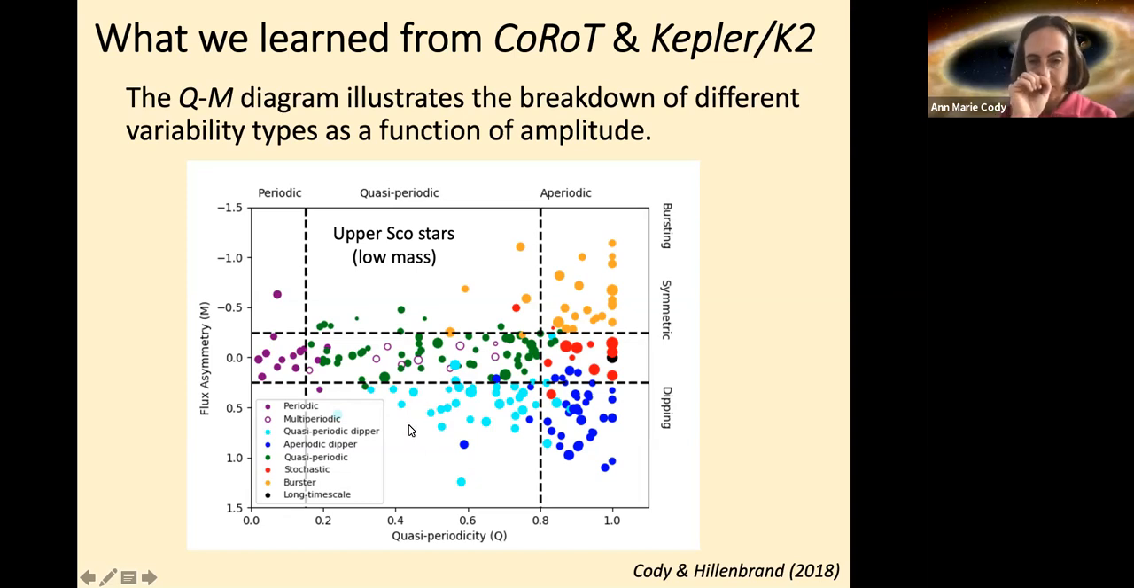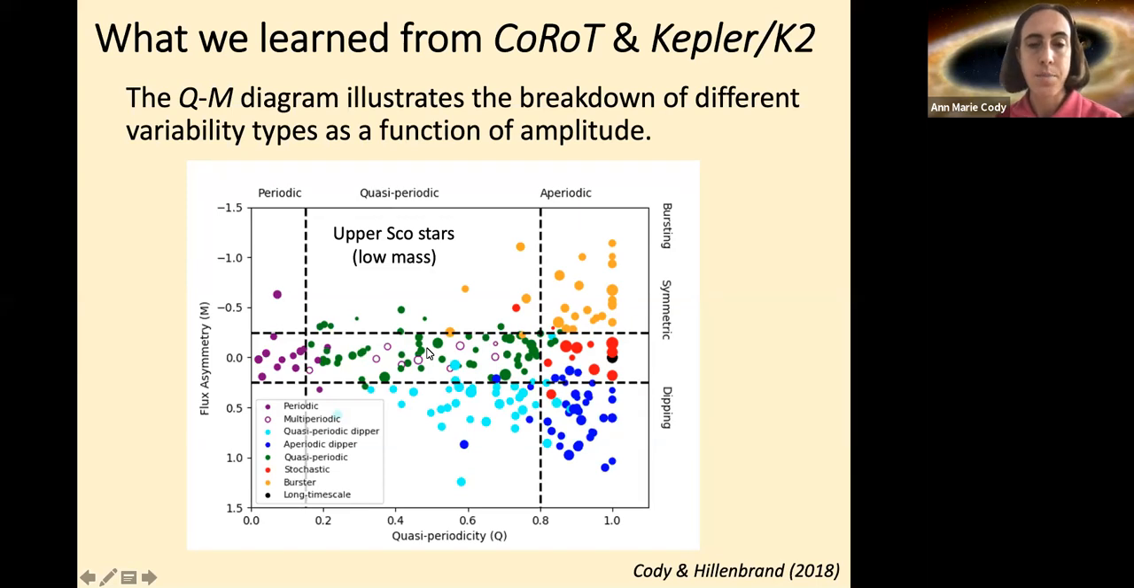For example, the dipper stars, as I mentioned, have high positive values of M, so they're in the bottom part of this plot. And they are also quasi-periodic, so they have values of Q that aren't quite 0 because they're not perfectly periodic, but they're also not all the way going up to 1. So the quasi-periodic dippers are in the cyan color here. The bursters are at the top, and the quasi-periodic objects are in the middle in green.